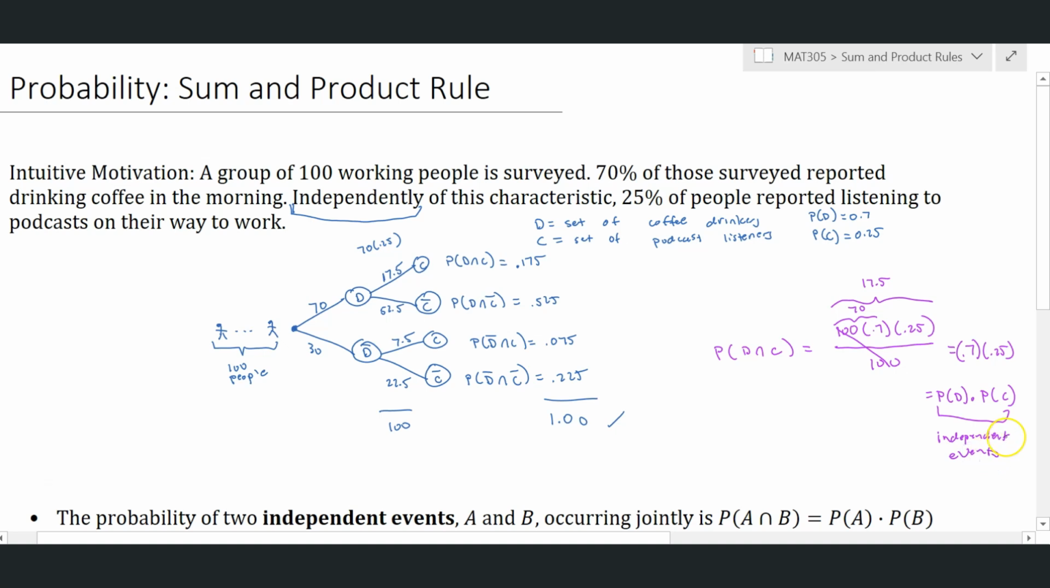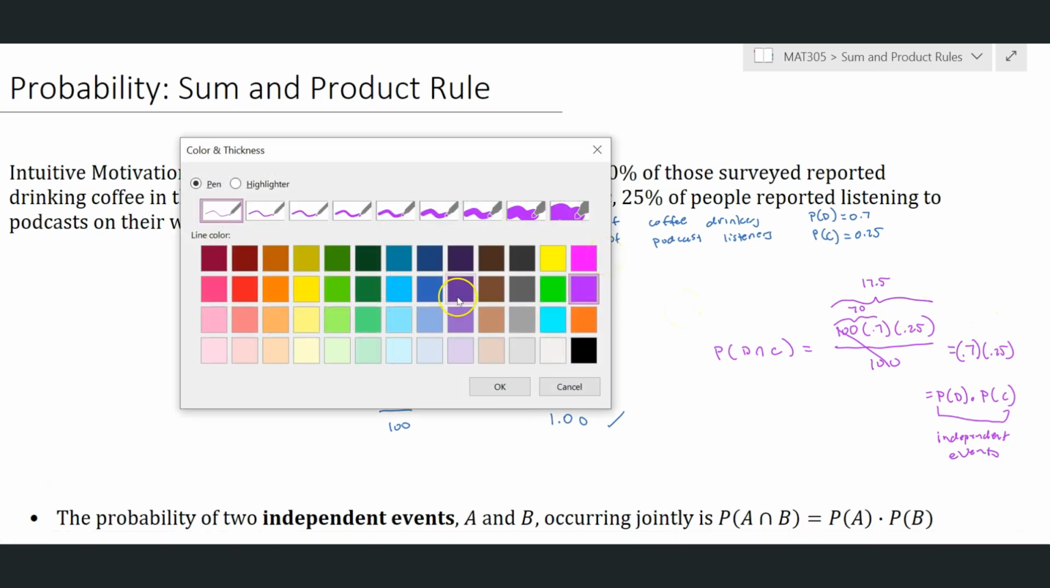events. Let's say that the likelihood of listening to podcasts is much higher for people who drink coffee than it is for people who don't drink coffee. Well, then this second probability may change, and it may change to reflect the fact that we have to take into account the previous event to calculate the probability of the new event. So once again, if coffee drinkers had a higher likelihood of listening to podcasts, then the probability of listening to a podcast may be different based on whether or not you're a coffee drinker.